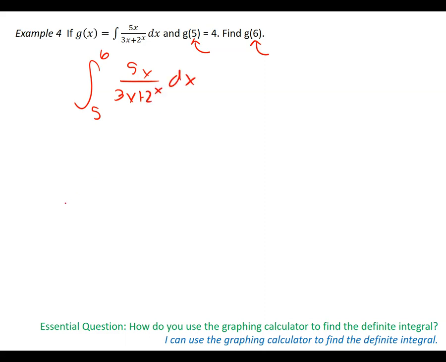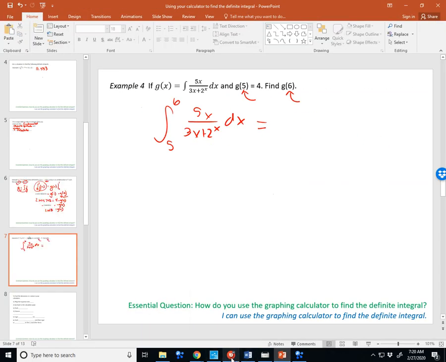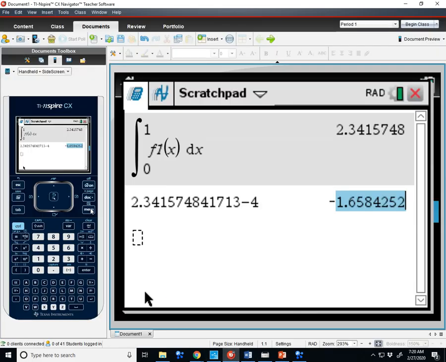I'm going to literally just plug it in the calculator the way it looks, other than I'm going to put this into F1, just in case later on I have to use it. All right, so let's try this. Copy everything.